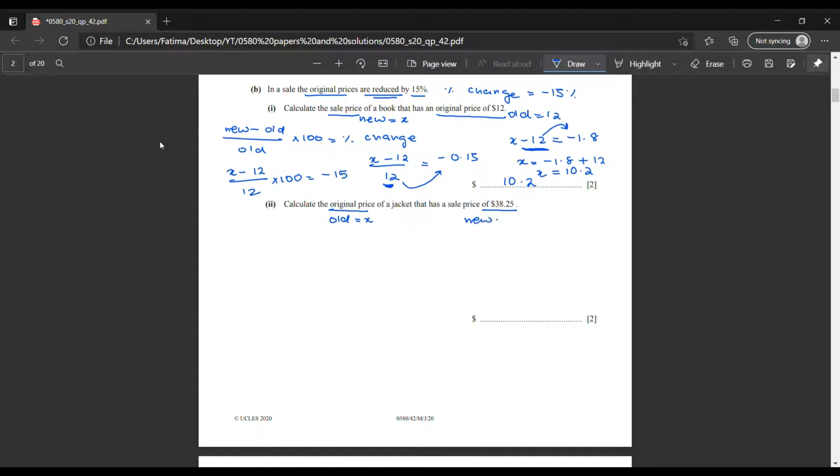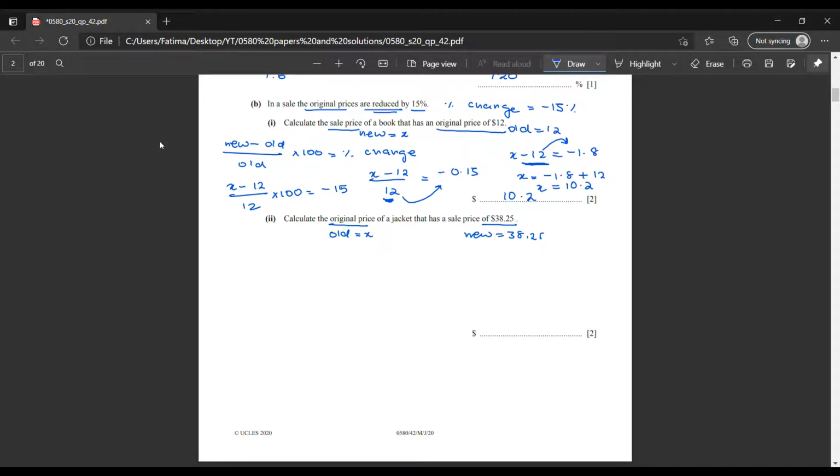So our new value is 38.25, and our percentage change, as previously mentioned, will be negative 15. Applying all of this into our formula of new minus old upon old into 100, we'd get 38.25 minus old, which is x, upon old, into 100 is equal to negative 15. Now again you have to be careful with the negative. That means 38.25 minus x upon x is equal to negative 0.15.